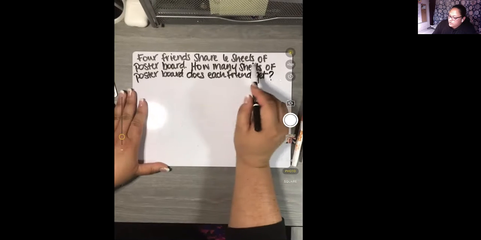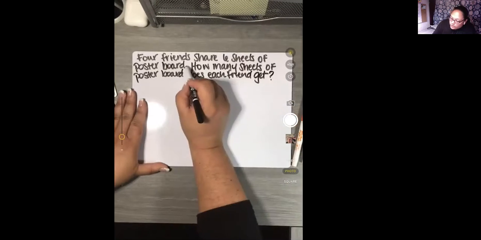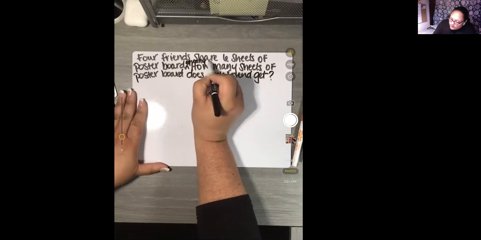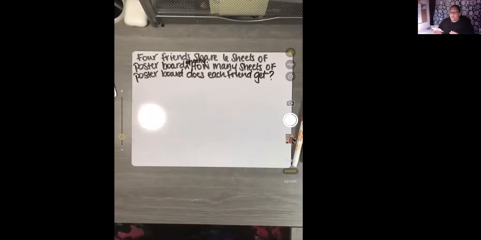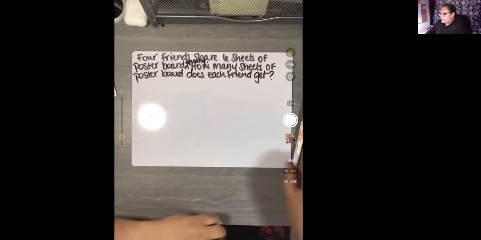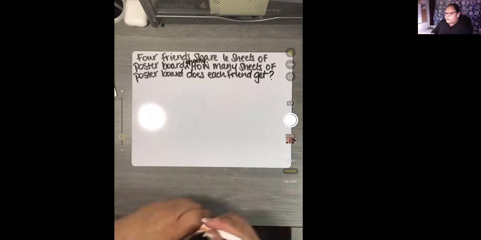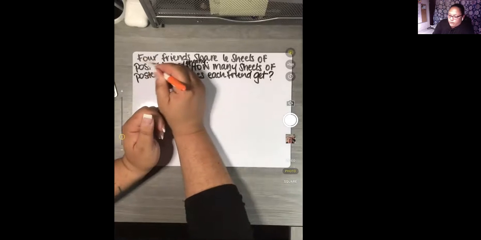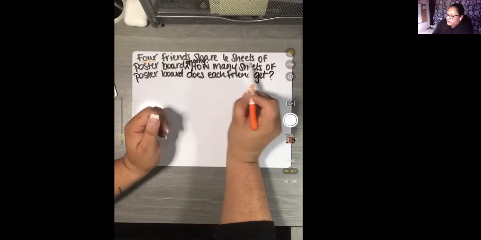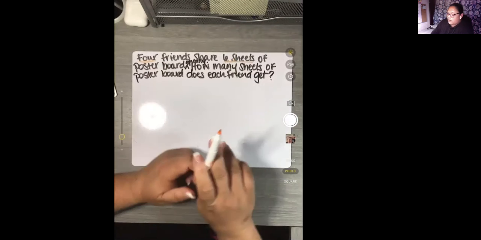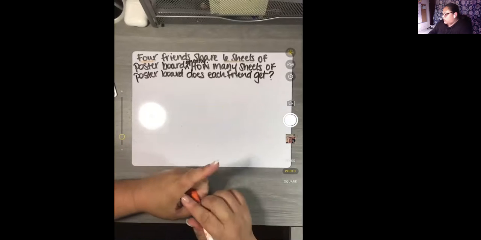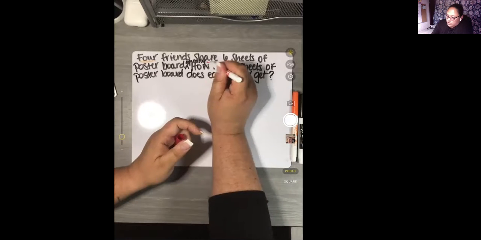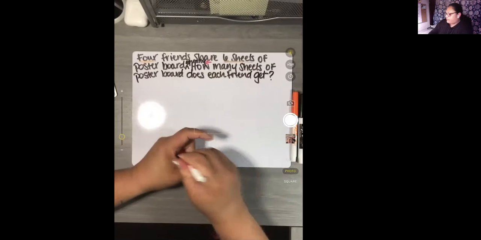Four friends share 6 sheets of poster board. Sorry, I forgot that word. Equally, how many sheets of poster board? So again, let's highlight some numbers. We have 4 friends. We have 6 sheets that are going to be shared equally. I'm just going to put an arrow in there.